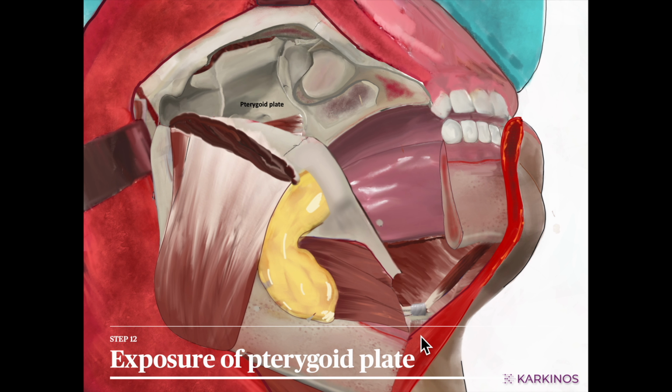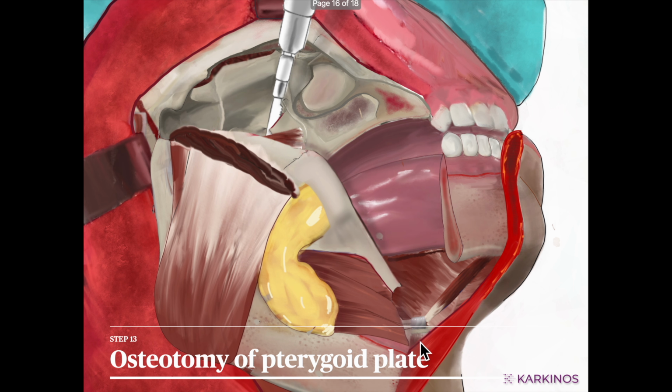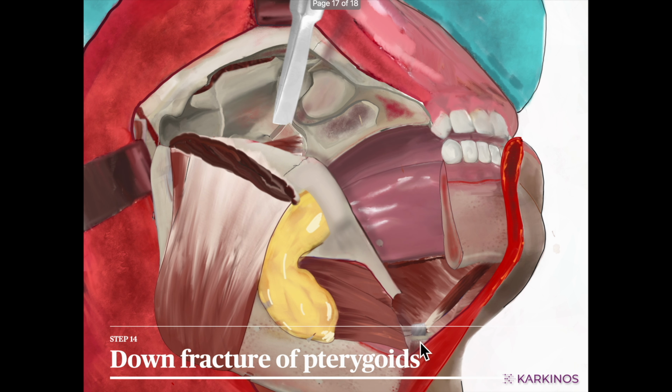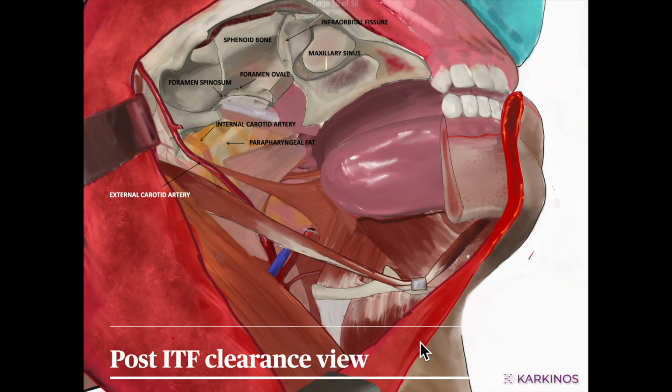There are two areas at this point that bleed heavily. One is the pterygomaxillary fissure area, and second the foramen ovale. It is important to keep the systolic pressure low at this point, and also bone wax and gel foam can be appropriately used. Now the pterygoid plates are separated from as high as possible in order to remove both the pterygoid plates at once, and they are osteotomized and the whole specimen is separated.